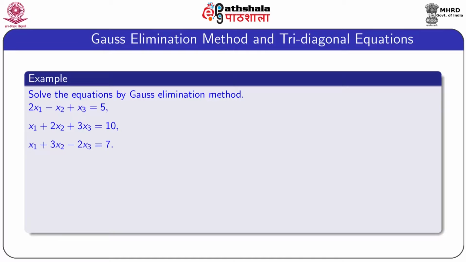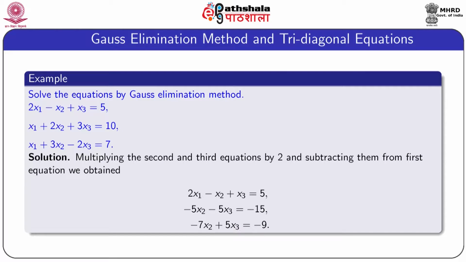Now, we consider an example to illustrate the Gauss elimination method. Here we consider three equations containing three variables. The first equation is 2x1 minus x2 plus x3 equal to 5. The second one is x1 plus 2x2 plus 3x3 equal to 10. And the third one is x1 plus 3x2 minus 2x3 equal to 7.